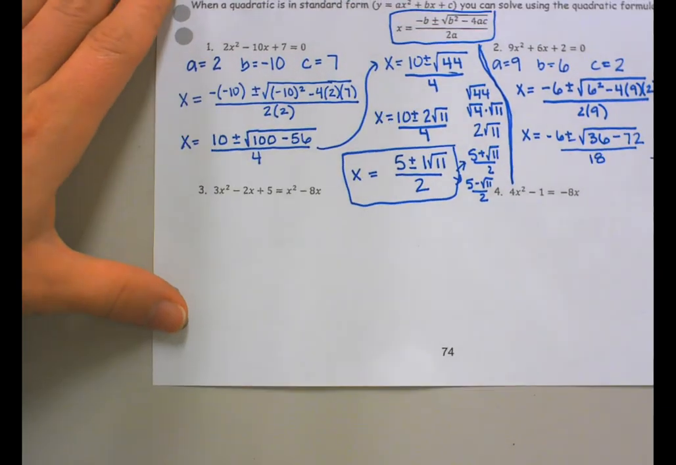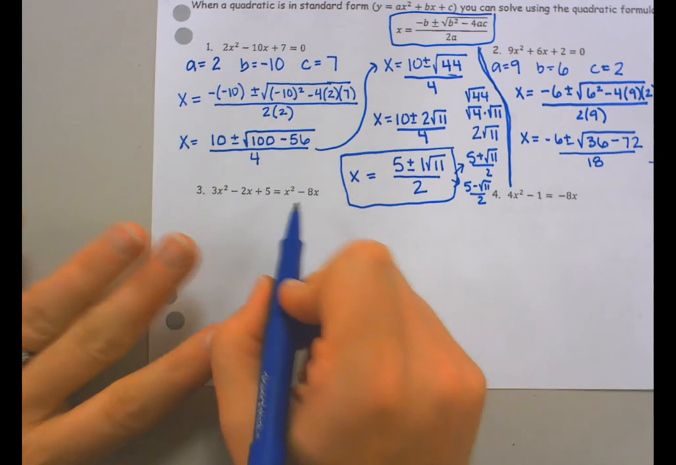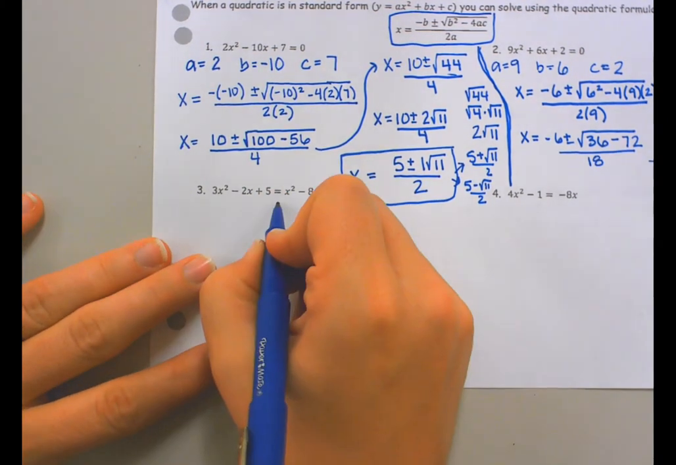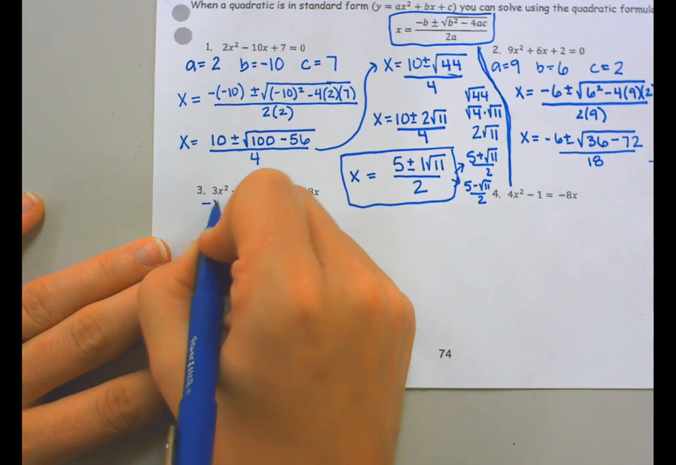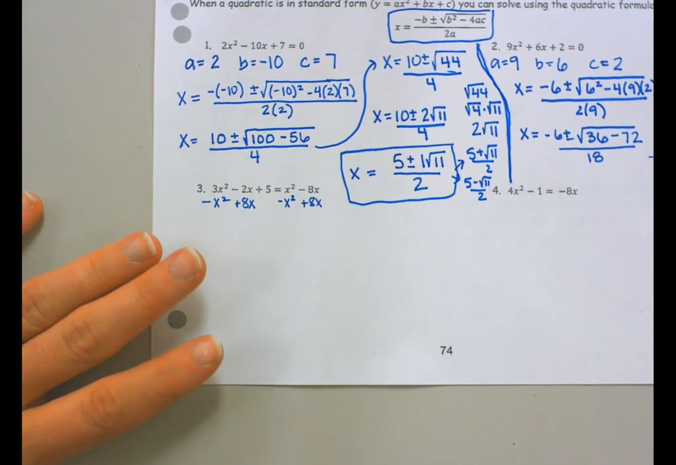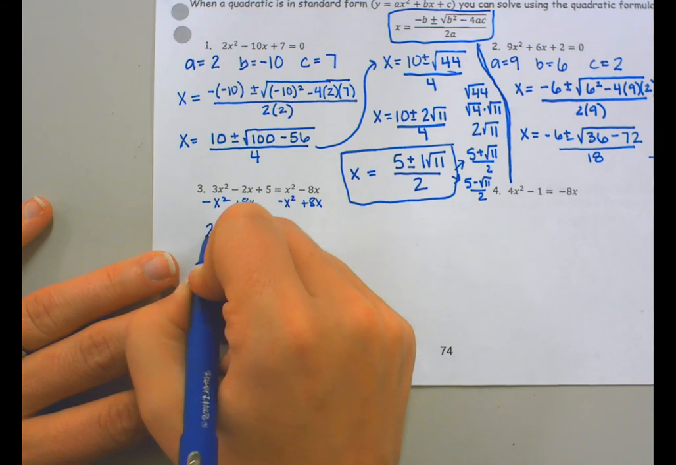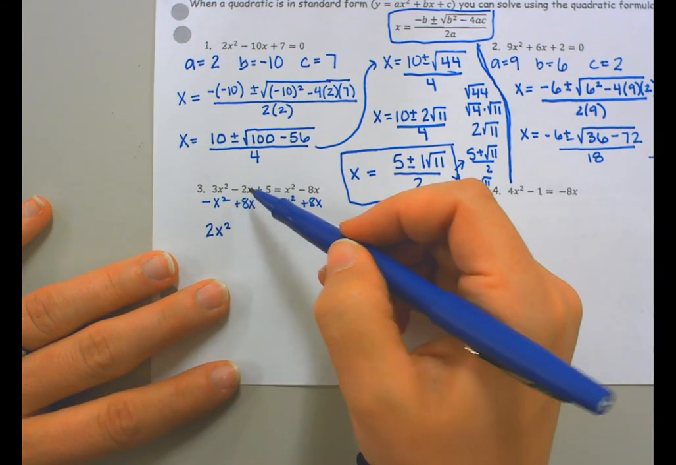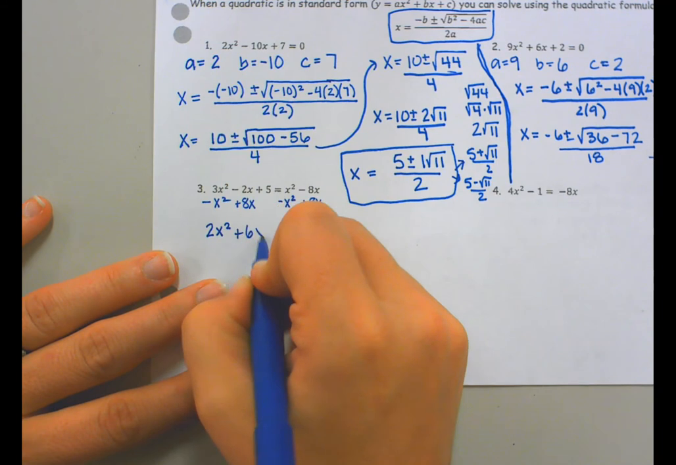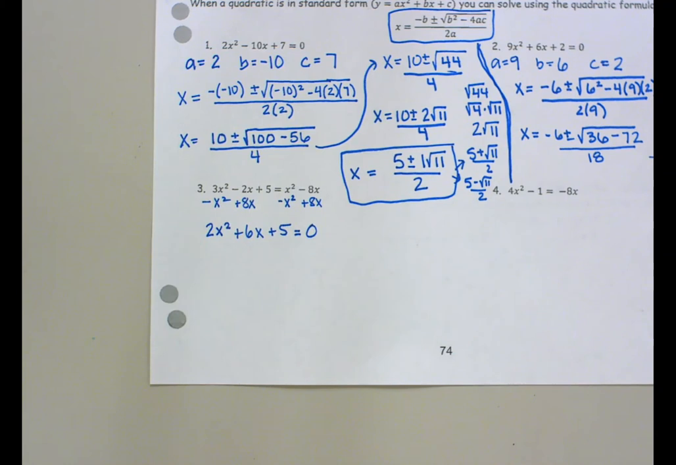All right, let's look at number 3 together. For number 3, before I can start solving, this needs to be in standard form. So I've got to move everything over to this one side. I'm going to move this x squared over to this side, and I'm going to move this 8x over to this side so that everything is on the same side of my equation. So when I do that, 3x squared minus 1x squared would give me 2x squared. Negative 2x plus 8x would give me 6x. And then I have plus 5, and now that equals 0. So now my equation is in standard form, and I can use my quadratic formula to solve.